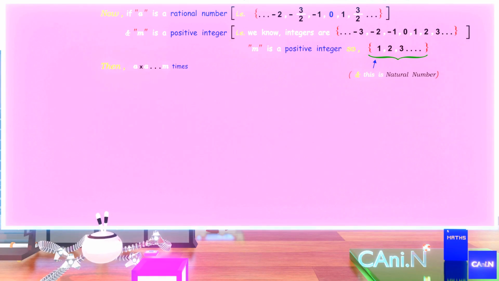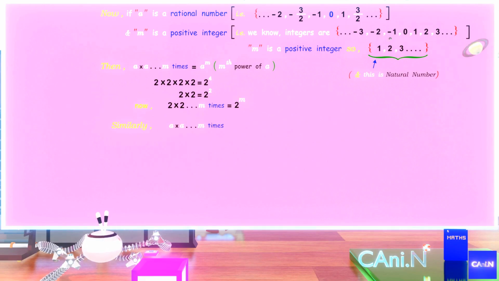Then, a into a, m times, equals a raised to the power m. Now, to realize this more clearly, we multiply 2 four times, and this can be written as 2 raised to the power 4. And when we multiply 2 two times, it can be expressed as 2 raised to the power 2. So, now when we multiply 2 m times, this can be written as 2 raised to the power m.